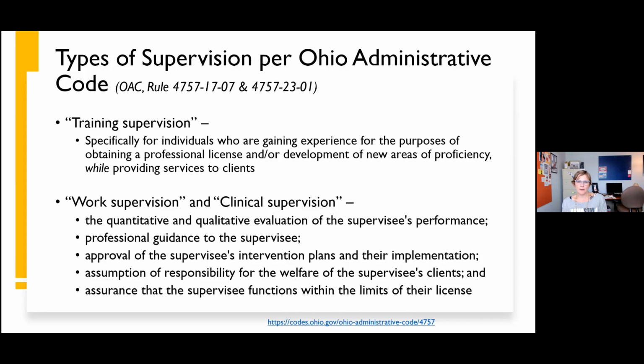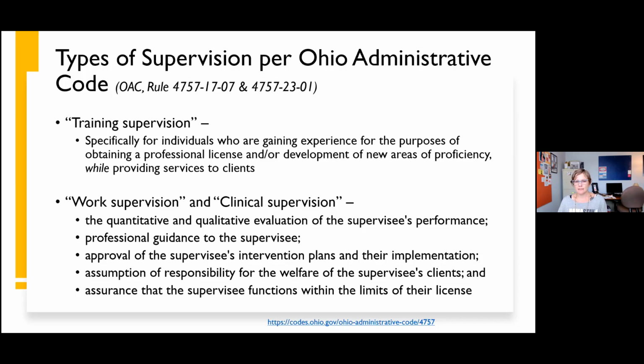Interestingly, Ohio, depending on which specific code you're looking at, for counselors, they define it one way. For social workers, they define it, well, one of them they use work supervision, the other they use clinical supervision, and they're defined nearly identically as that qualitative and quantitative evaluation of the supervisee's performance, professional guidance to the supervisee, approval of the supervisee's intervention plans and implementation, assumption of responsibility for welfare of the clients, and assurance that the supervisee functions within the limits of their license.